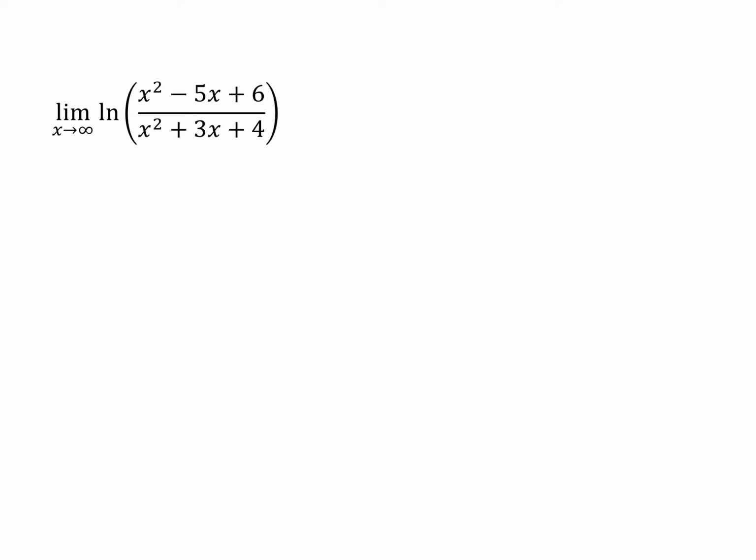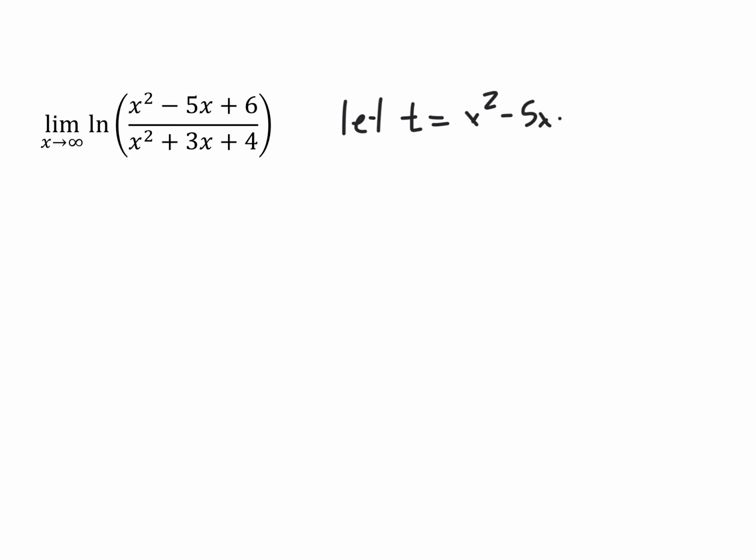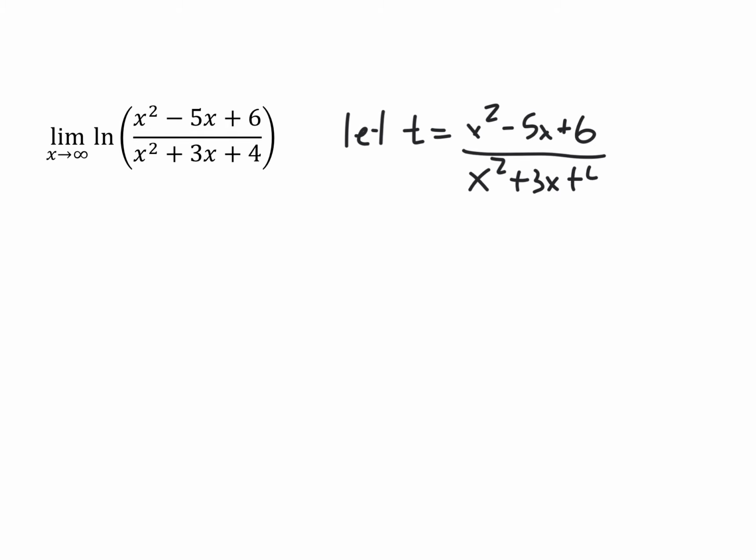So for this one here, what we want to do is let t equal x squared minus 5x plus 6 all over x squared plus 3x plus 4. Now by doing that, we can look at what happens to t as x approaches infinity.